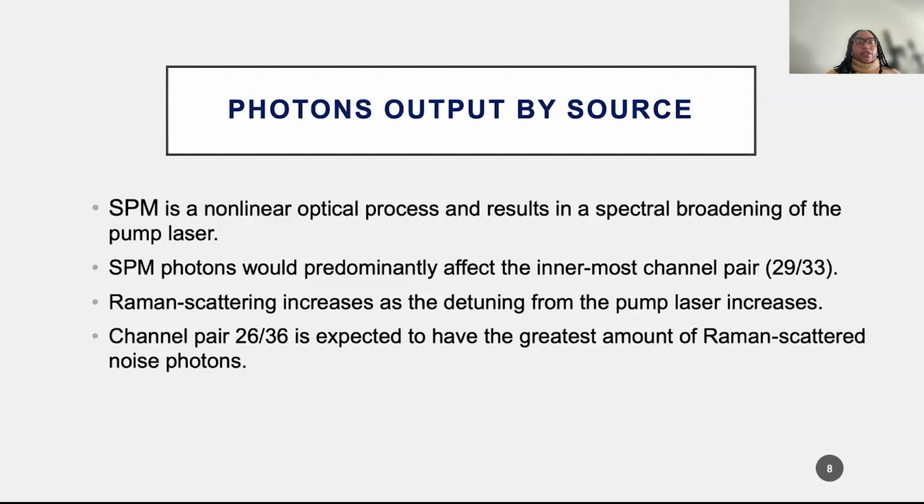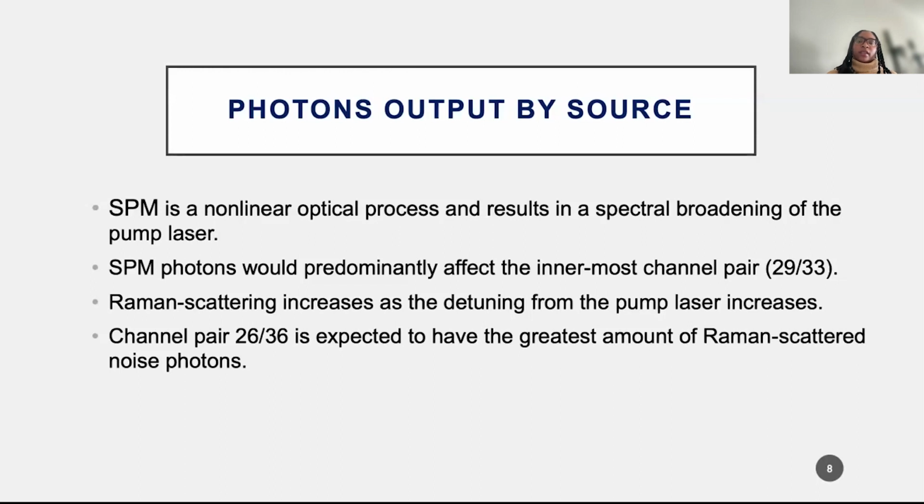And Raman scattering is a result of a nonlinear interaction of the pump photons. And Raman scattering increases as detuning from the pump laser increases. Therefore, we predict that channel 26-36 is expected to have the greatest amount of Raman scattered photons. However, in the recent literature, cooling the dispersion shifted fiber has been documented to reduce the amount of Raman scattered photons. So you will see that we end up doing that in our experiment as well.